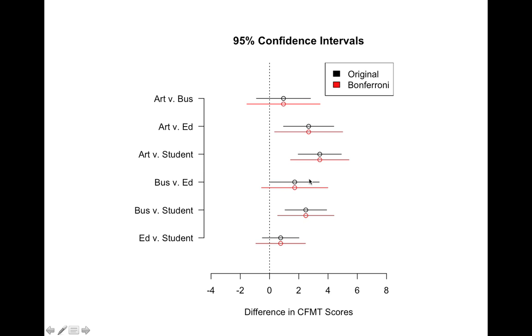We were able to just barely say that business was different than education, but perhaps that's just due to chance, because when we make the Bonferroni interval, which is a bit wider, we do cover 0. We say that we do not have enough evidence to show that business is different than education when we make that Bonferroni correction. So the Bonferroni correction is going to make you less likely to say that you're discovering things, which is what we want, because we know that some of those discoveries are false.